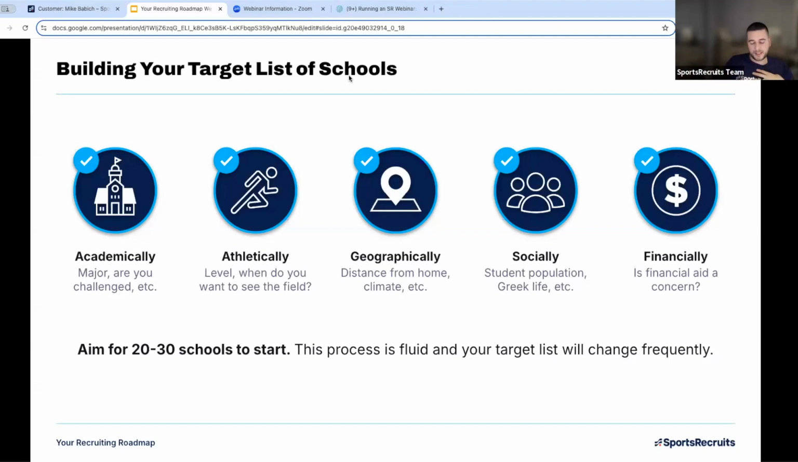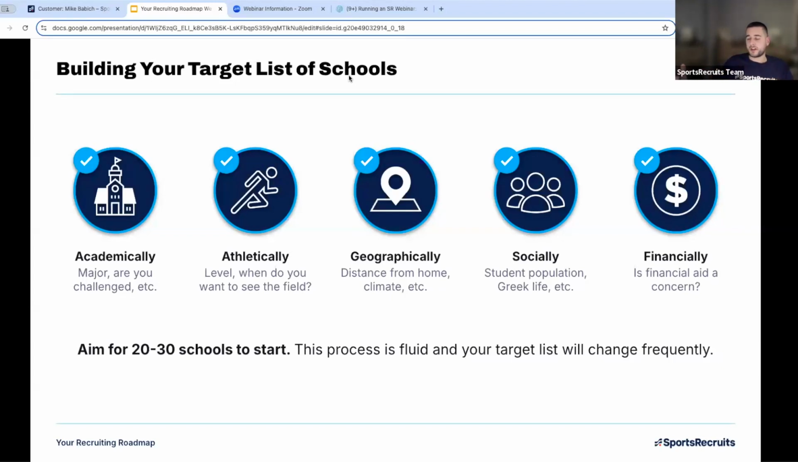Usually that ends up coming down a significant amount. But yeah, it's definitely an important thing to have a conversation about as a family. And keep in mind that when you are building a target list of schools, we recommend anywhere from 20 to 30 as a good starting point. And that list is probably going to change as you get a better sense of what your interests and what your needs are when you are looking for a potential program.